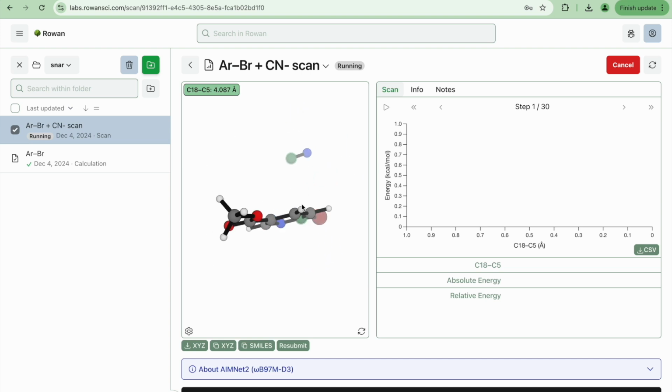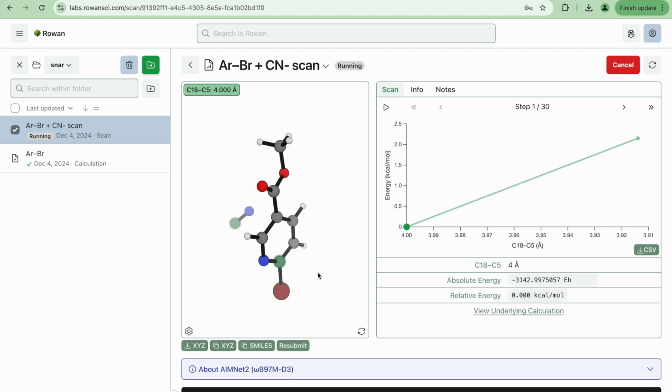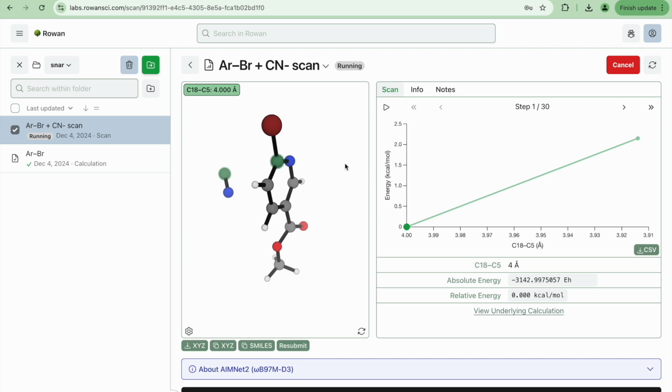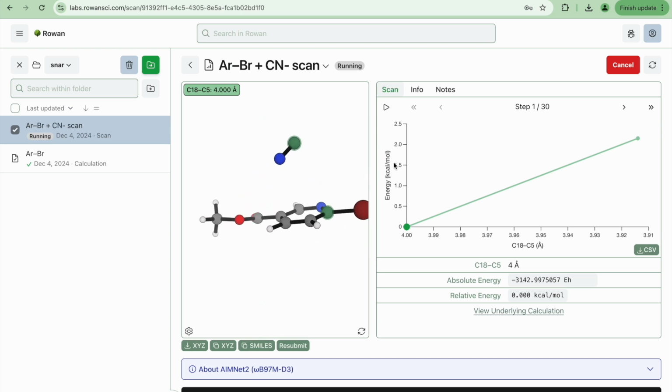Okay, so what this is going to do is run a constrained optimization with this bond distance frozen at 4 angstroms. And then it's going to bring them a step closer together. So the 4 angstrom optimization will be the first step of the scan, then it will bring them a little bit closer together and do another optimization, and it will keep doing that until we are all the way to 1.5 angstroms. So essentially, we're scanning along the reaction coordinate, or along the specific degree of freedom which we think corresponds pretty closely to the reaction coordinate. And we're going to watch essentially the reaction happen in the computer, which is pretty cool.